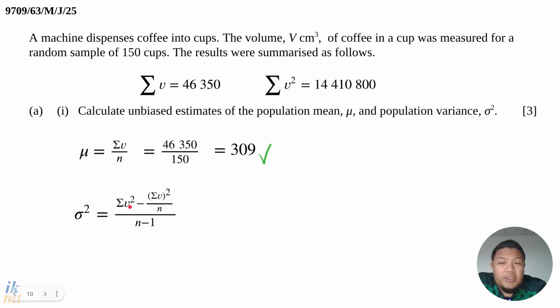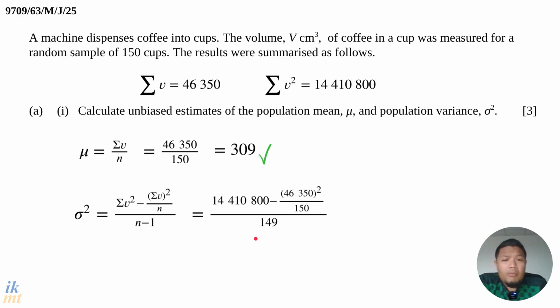In this case, of course, we're not using x, we're using v. So just plug in the values that we already know. The sum of v squared is 14 million and something. And then we also plug in the value of the sum of v, and don't forget to square it first before we do the division. Just plug in carefully. At this point, you are free to just press your calculator. It's only 3 marks, and the extended working is not really that important. But you have to press your calculator very carefully.